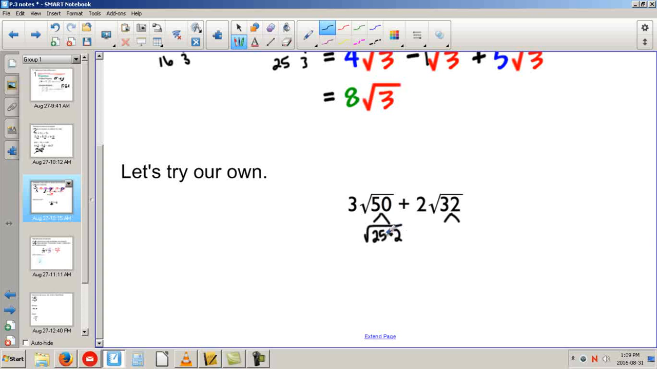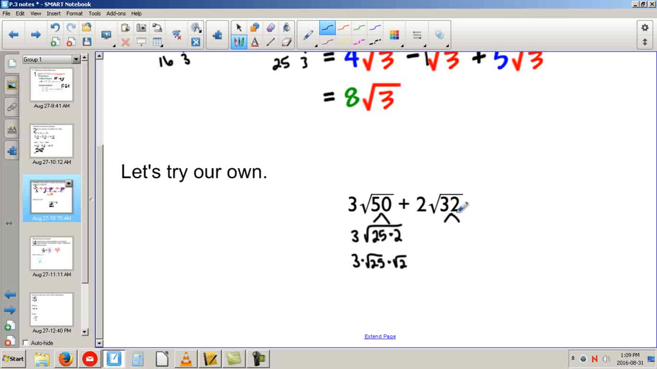Because 25 times 2 is 50. Of course, we have our 3 out here. Now, I'm going to be really cautious the way I do this. I'm going to write 3 times square root of 25 times the square root of 2. You remember in that first slide we said that we could split this into 2 different square roots.